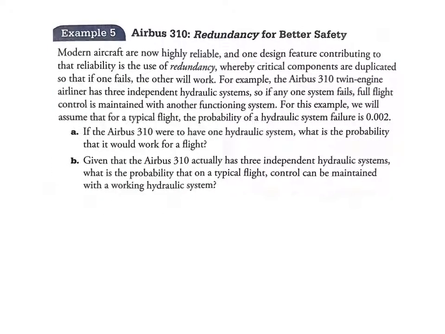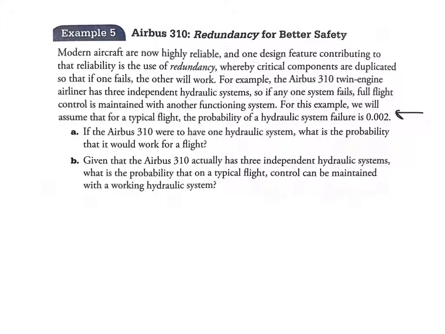Last one, I promise. Modern aircraft are now highly reliable, thank goodness they are, and one design feature contributing to that reliability is the use of redundancy, whereby critical components are duplicated so that if one fails, the other will work. For example, the Airbus 310 twin-engine airliner has 3 independent hydraulic systems. So if any one system fails, full flight control is maintained with another functioning system. For this example, we assume that for a typical flight, the probability of failure for a hydraulic system is 0.002.